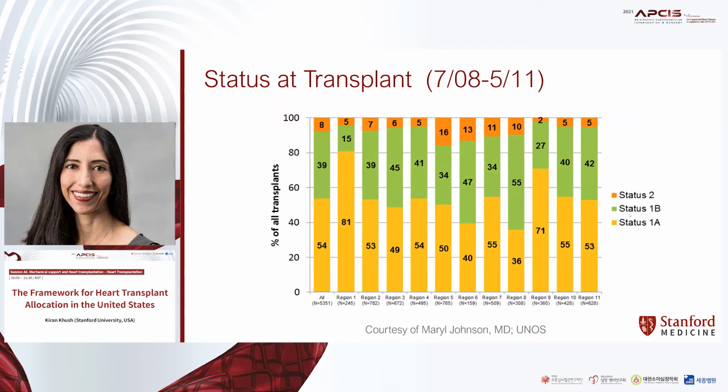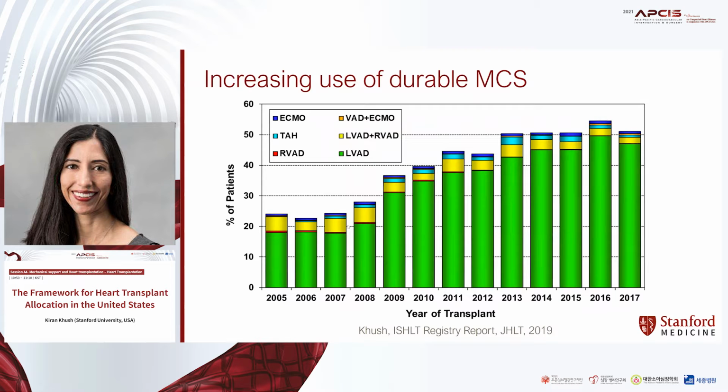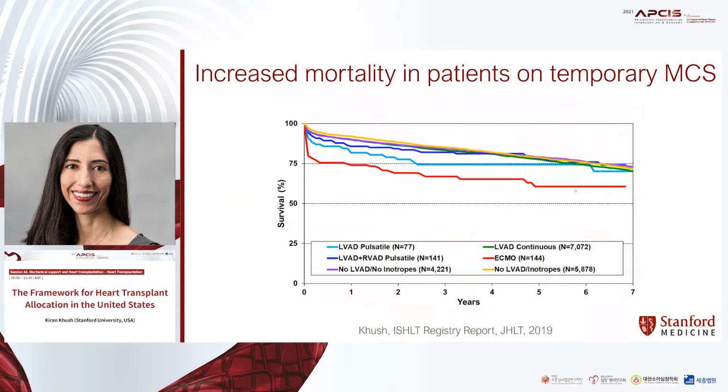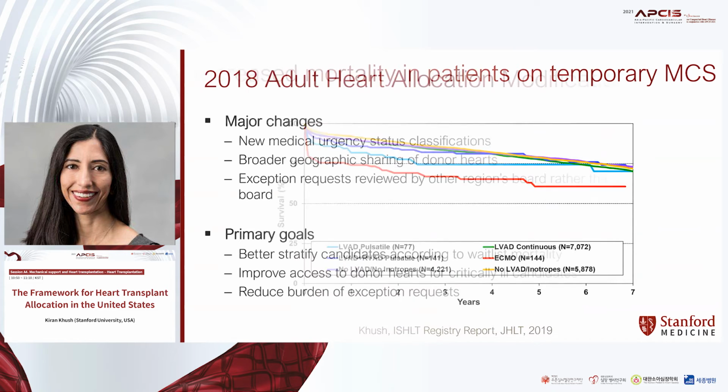The United States is divided into 11 transplant regions, and the proportion of patients transplanted as a status 1A varied slightly between regions, but was generally about 70% of all patients transplanted in the US. And finally, we know that use of mechanical circulatory support has certainly changed over the years, and a priority system should really account for these changes. We also know that patients on temporary MCS, such as those on ECMO, have much poorer survival than patients on more durable mechanical support and should be more highly prioritized for transplant.